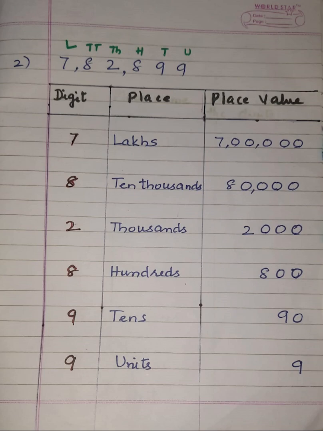Write tens in the place column in front of digit 9. Now this 9 is in the tens place, so the place value of 9 is 90. Now the last digit is 9. In which place is this 9, children? It is in the units place. So in the place column, in front of digit 9, you will write units. And in the place value column, since 9 is in the units place, its place value is 9.